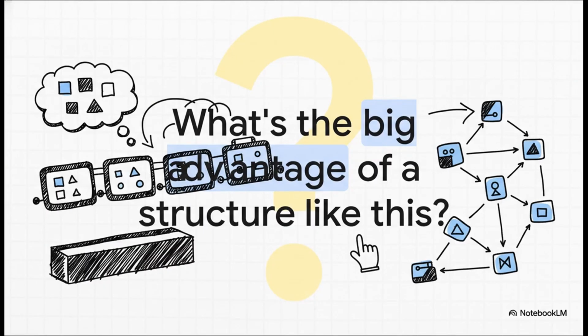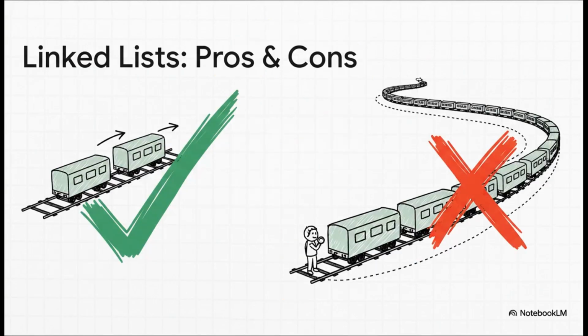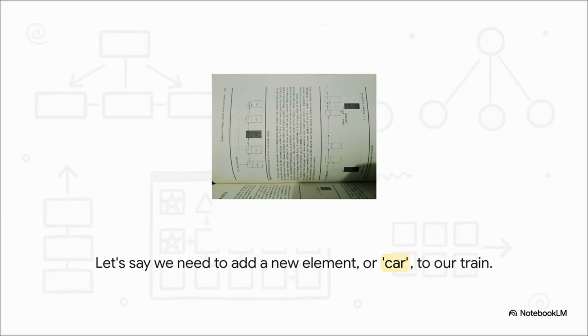So you might be asking, okay, a train, I get it, but why? Why do it this way? What's the big deal? What's the advantage of this kind of setup? Well, the huge advantage here is flexibility. Adding or removing a car from the middle of this train, it's incredibly easy. But there's always a trade-off, right? Here's the catch. If you want to find, say, the 50th car, you have to start at the engine and walk through every single car, one by one, to get there. There's no jumping ahead.